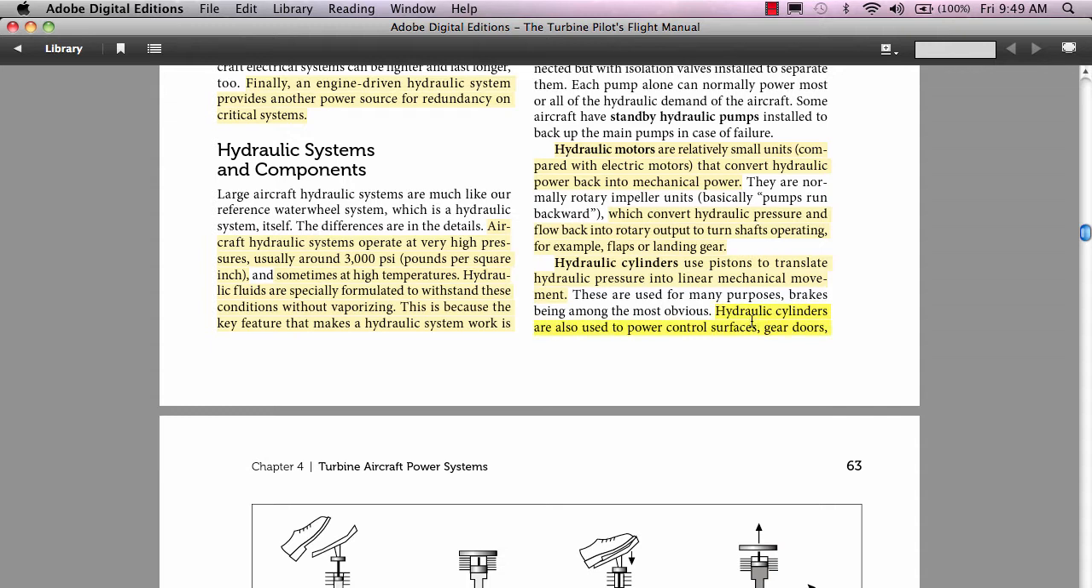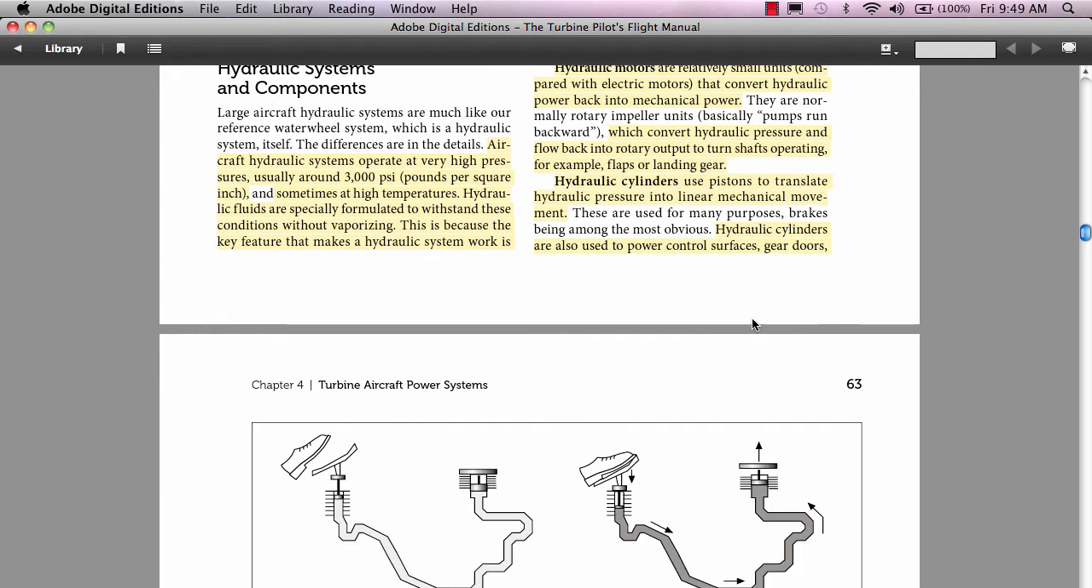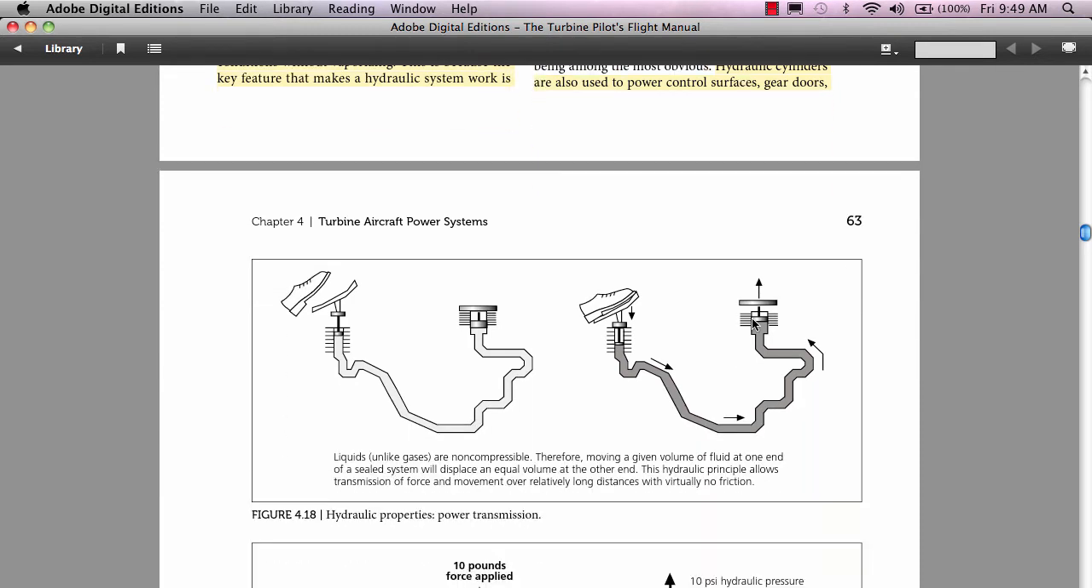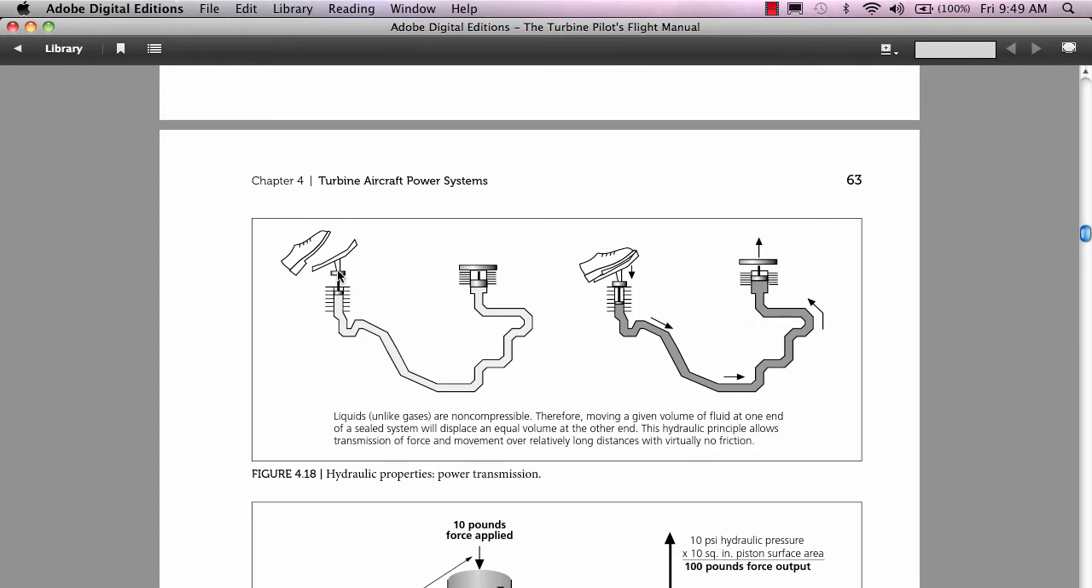Okay. Now on page 63, we've got a simple diagram of, like in your car, you have the master cylinder here, and you have the hydraulic line going to the slave unit. In this case, it would be the brake shoes that would compress around the rotor and stop the rotation of the wheels or whatever we needed.